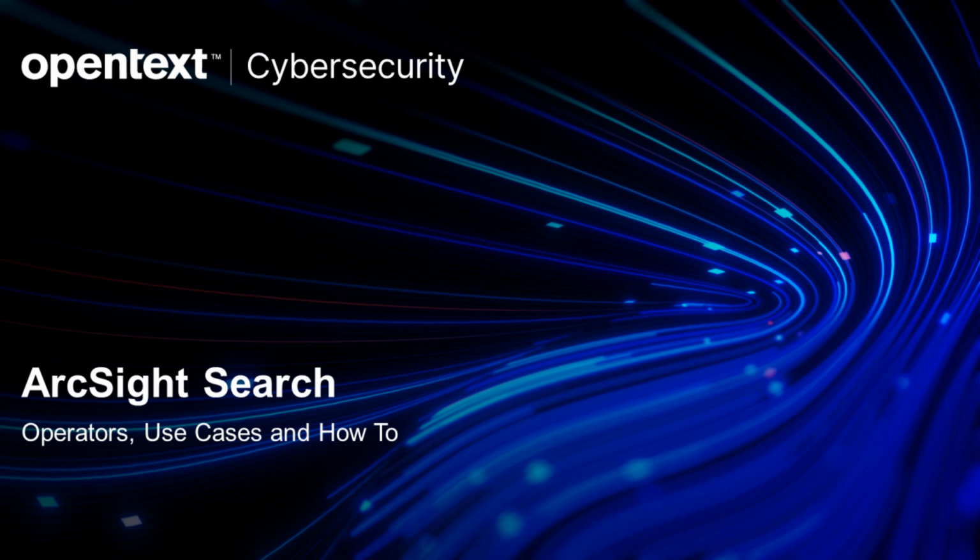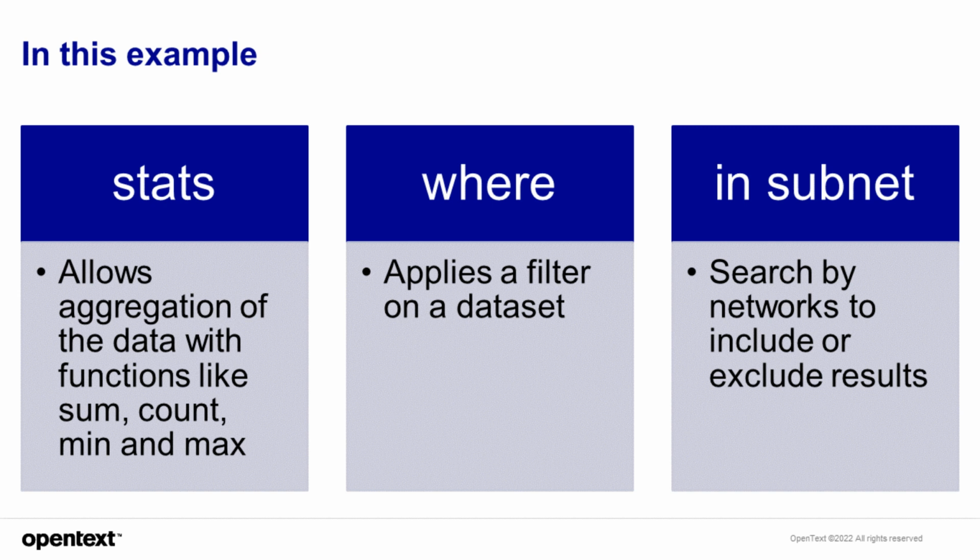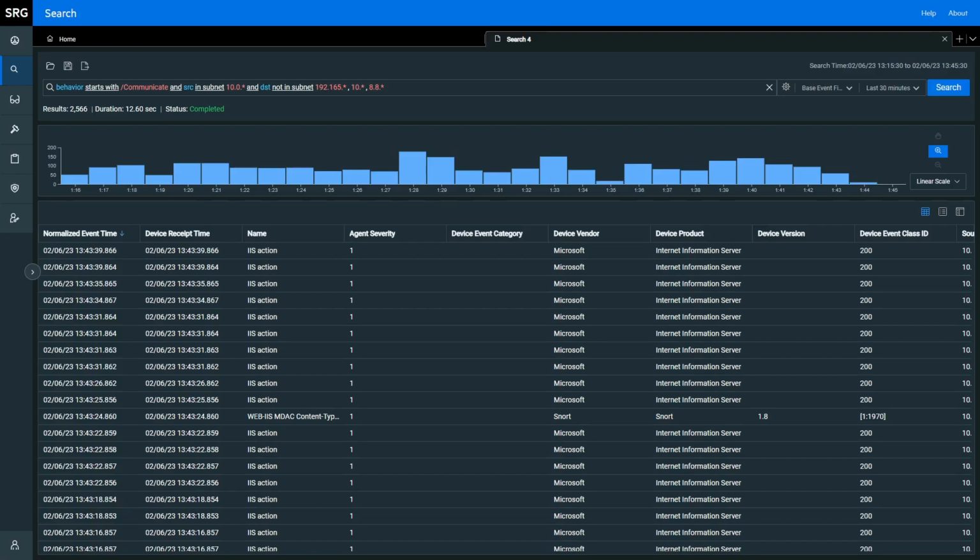I'd like to take a couple of minutes to explain, demonstrate, and show some of the data operators available in ArcSight Search. In this example, we'll be using these operators to help simplify, filter, and sort the information returned in our search results. Here, I've already run a search to pull back information about all of the devices that have been communicating from the subnet 10.0 to anything that's not in the subnets 192.165, 10.0, and 8.8.